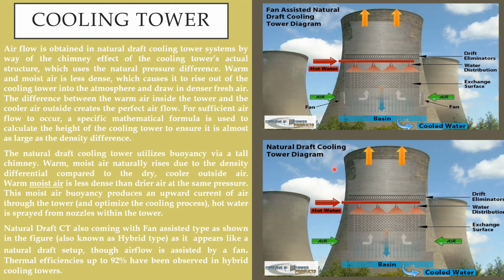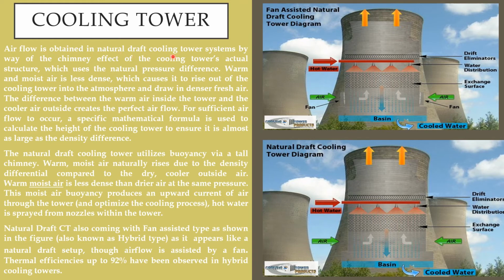This is the natural draft cooling tower diagram, and this is the fan assisted natural draft cooling tower diagram. Here is a drift eliminator, water distributed through a nozzle, cold basin, and here a fan is used to assist airflow, to increase the airflow, drift eliminators, water distribution.